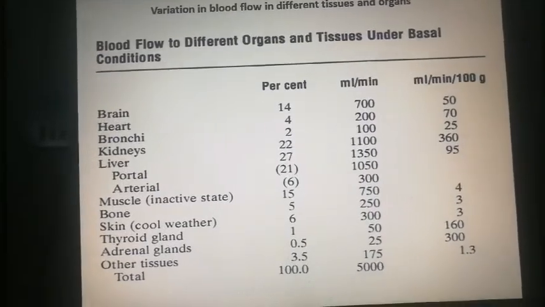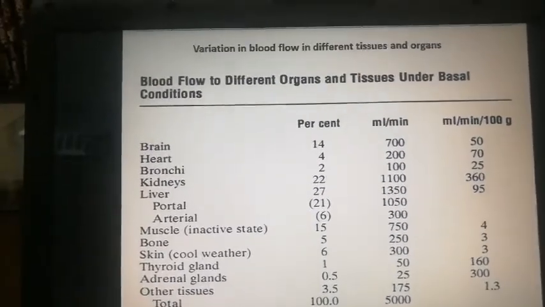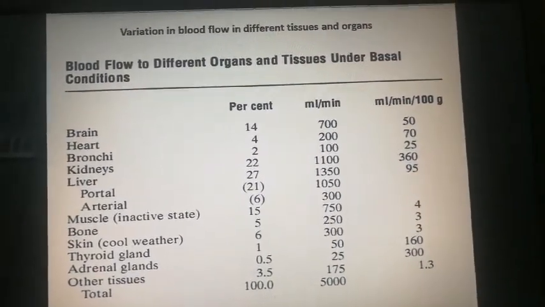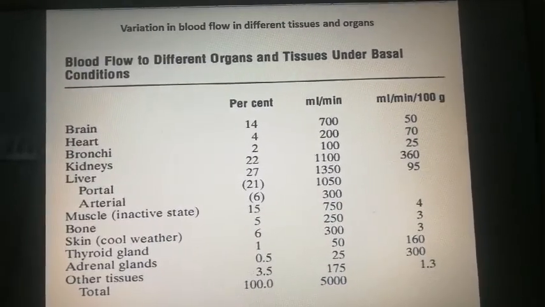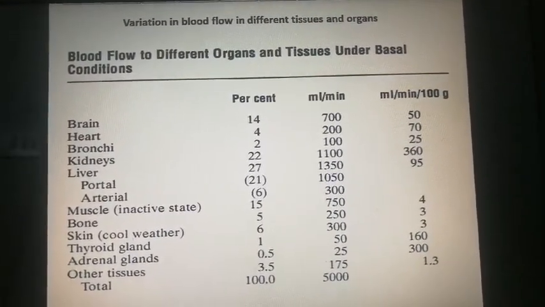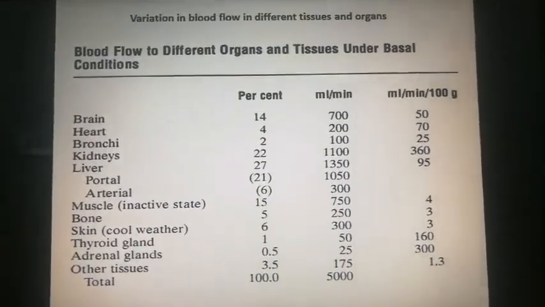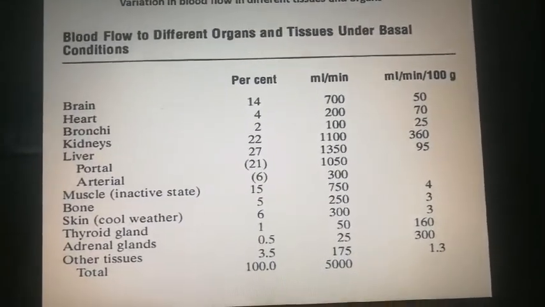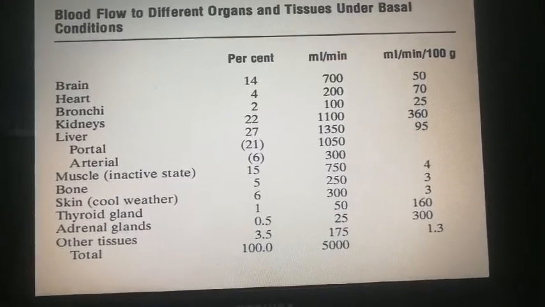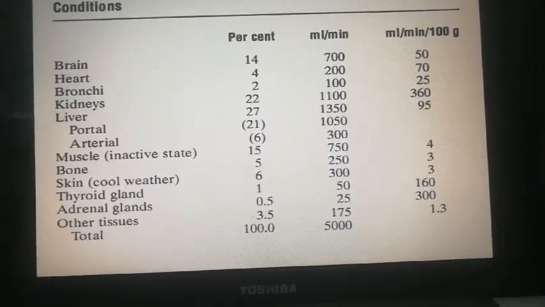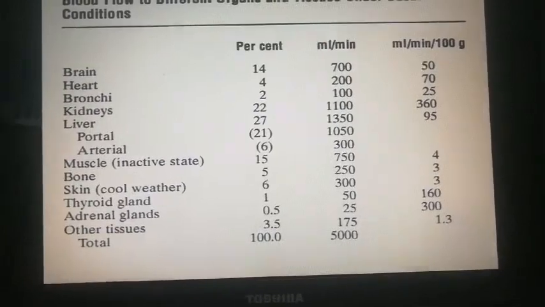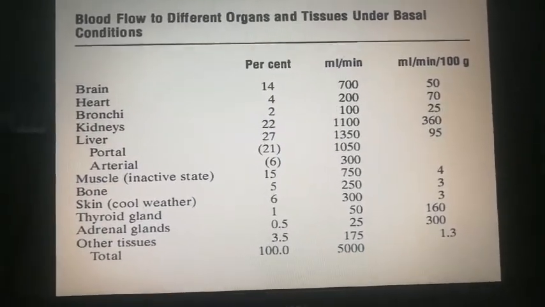And you can see here the thyroid gland, 1%. It is very small in size and has a very large amount of blood flow, because it has a great amount of metabolic activity. It controls the basal metabolic rate of the body. So it is a very important gland.